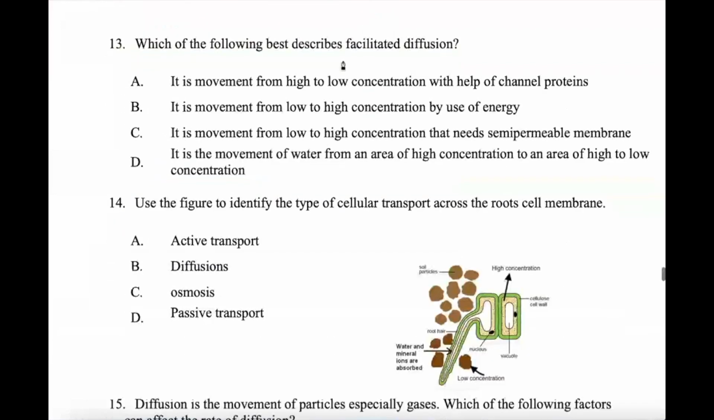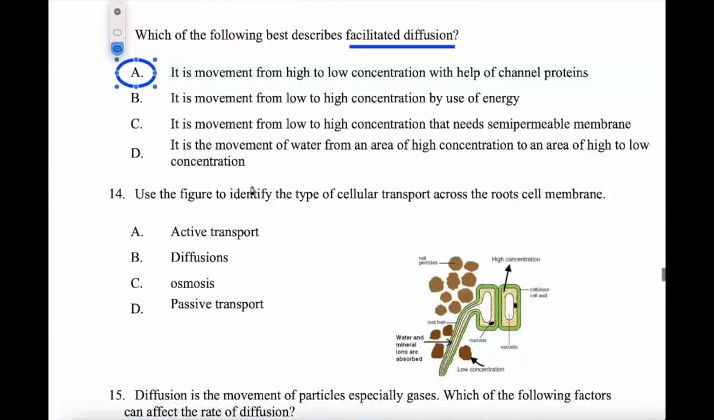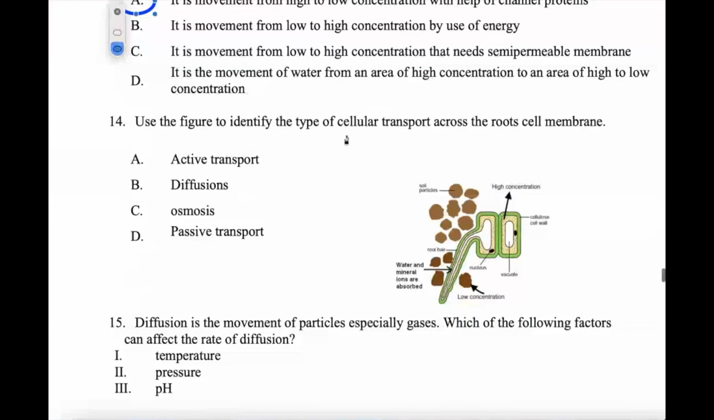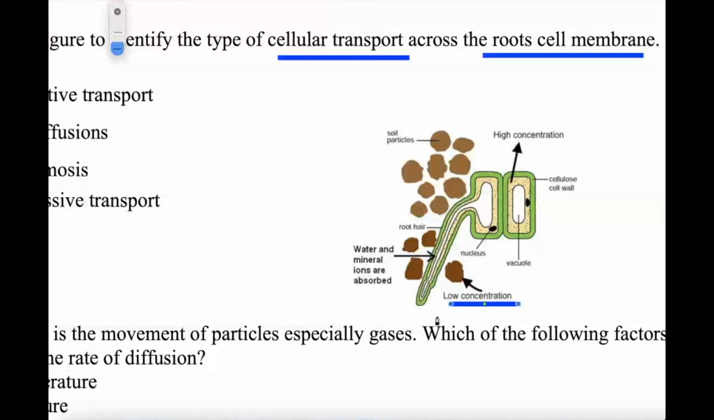Which of the following best describes facilitated diffusion? A: the movement from high to low concentration with the help of a channel protein. Very excellent, A. Good. Okay, use the figure to identify the type of cellular transport across the root's membrane. Active transport or passive transport? Low to high, because there is low concentration outside and there is already a high concentration inside the cell.